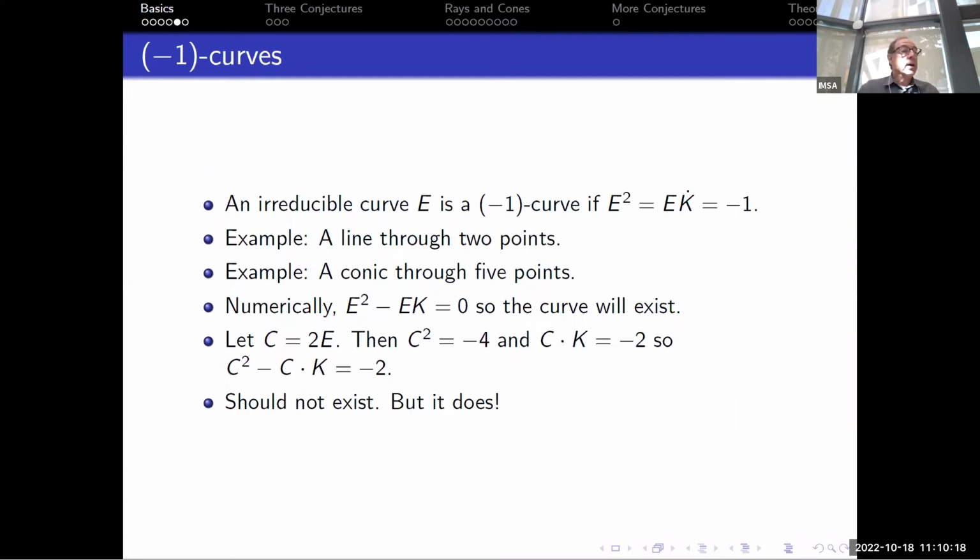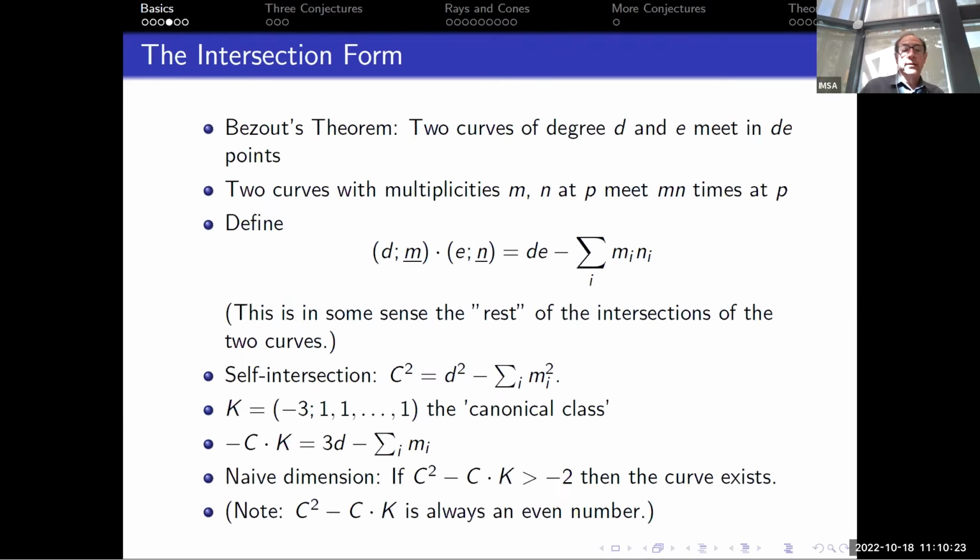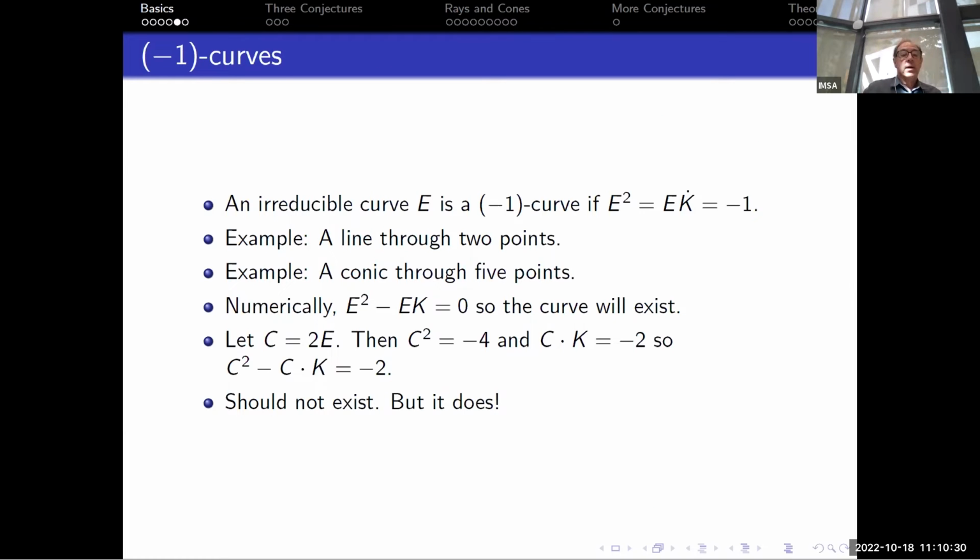Now, if you look numerically at this condition that we had before, that if c squared minus ck was bigger than -2, the curve should exist. For a -1 curve, e squared minus ek is 0, which is bigger than -2. So the curve certainly will exist. Numerically, if you have a numerical -1 curve, you will have a curve. Now look at the double of the curve. Just take the parameters and multiply the degree by 2 and all the multiplicities by 2.